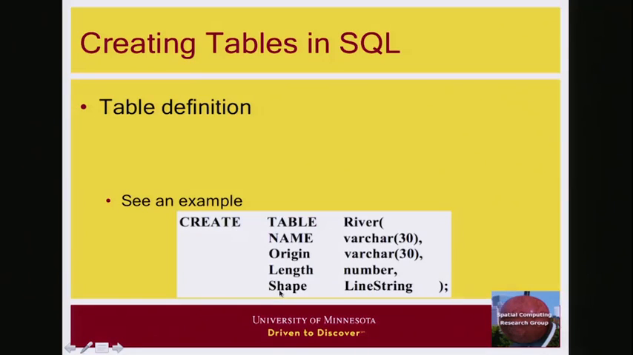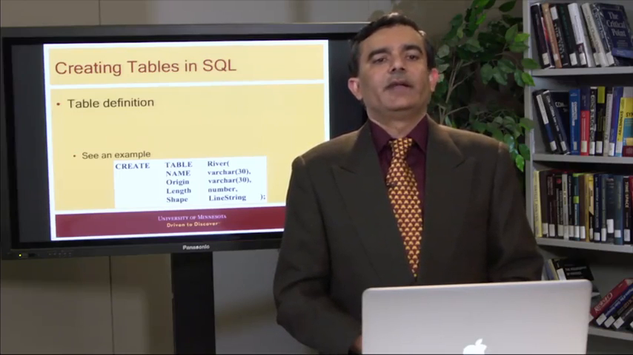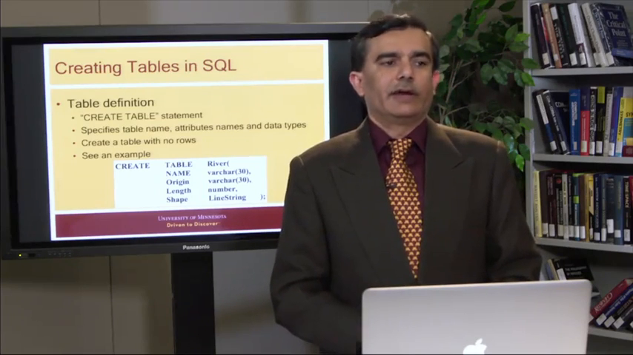With each column, we also specify the data type. So name, for example, the data type is string. In SQL, it is a variable length character string, short form varchar, and 30 tells you the maximum length. So the name can have up to 30 characters. Origin is similar. The length is just a number. So there is a unit implicit, maybe in miles or kilometers. And then shape is our geographic data type. As we discussed before, this may be essentially a line string, which is a sequence of straight lines, and it may designate the center line of a river. Okay. So that explanation is provided in this text.